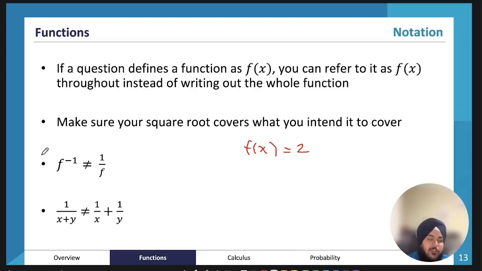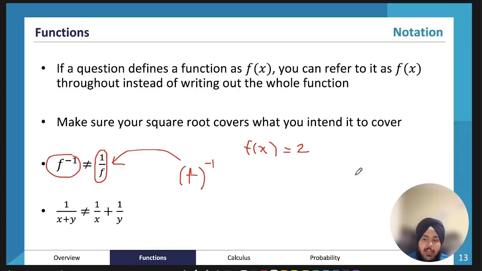Another thing that a lot of students get confused with is inverse functions. We'll come back to that a few slides later, but f negative 1 of x is not the same as the reciprocal. This is the reciprocal. It's technically not f to the power of negative 1 that means inverse. But when it's f negative 1, that actually means inverse. So we're finding the inverse function, which we'll have a look at a few slides across.